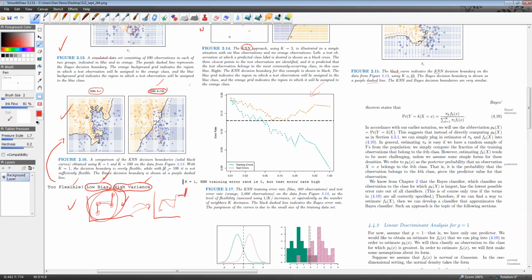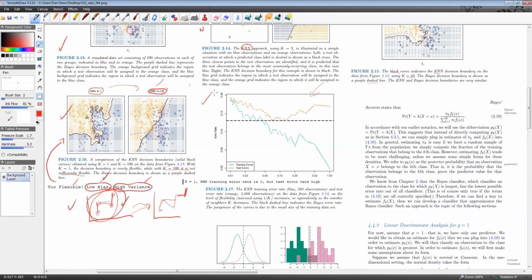But with k equal to 100, it's not sufficiently flexible in this case. So here it kind of does this over here. So you have high bias and you have low variance over here. So you can adjust your k and n values, but there's a bit of a trade-off when you do it. Now, the trade-off isn't always one-to-one as we would think.